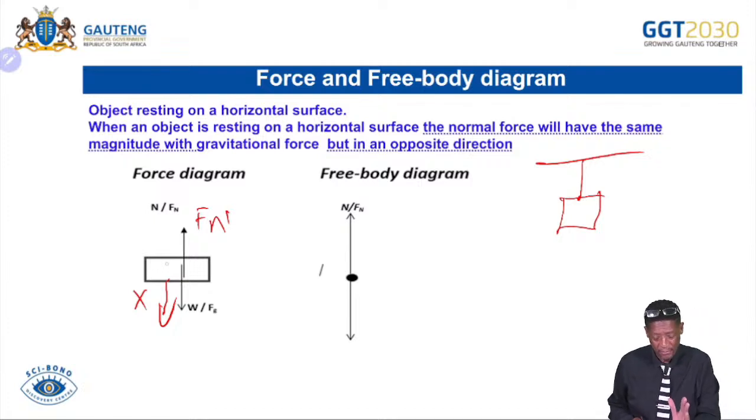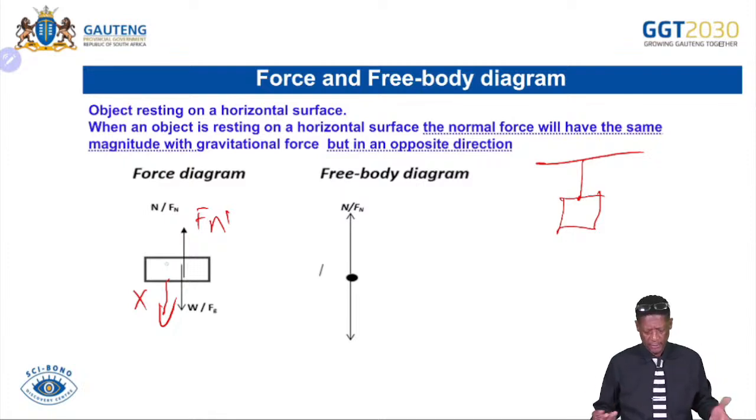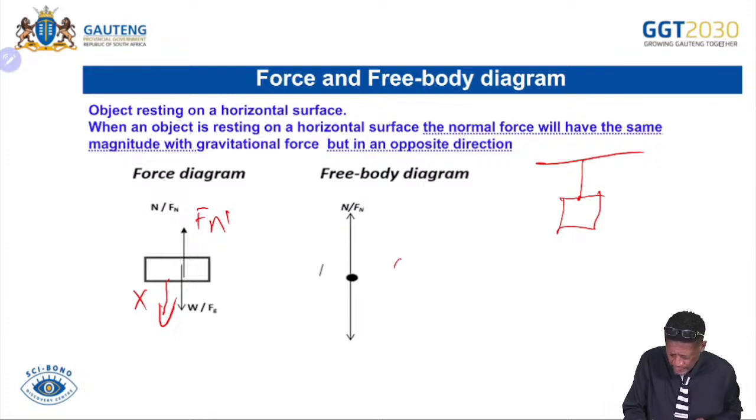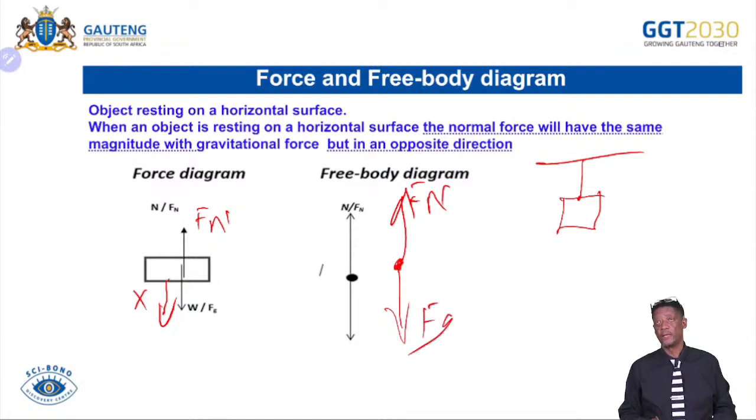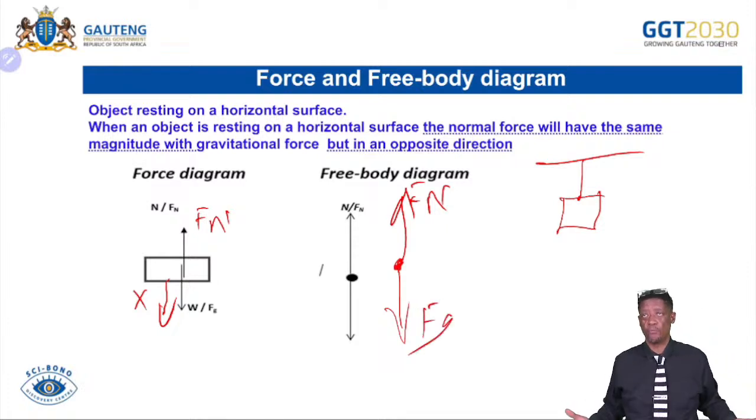The force diagram is the one that is tricky, but many times they do ask for the free body diagram, which is easy. In a free body diagram, you only draw a dot, a force upward and a force downward. Then you label: this is Fn, this is Fg. All right, 2 marks. This one is 2 marks because only 2 forces are acting here.